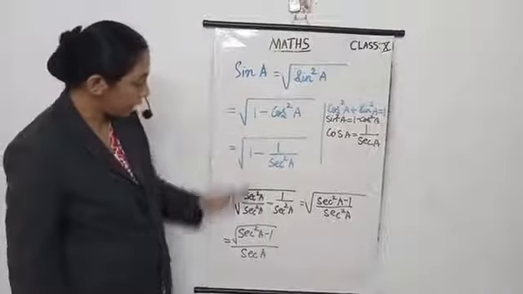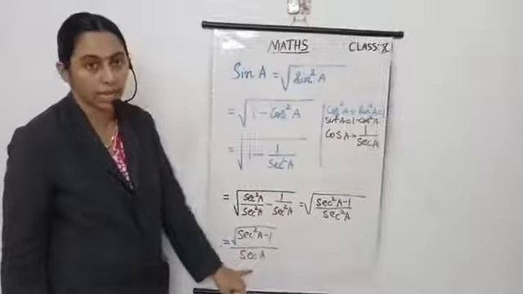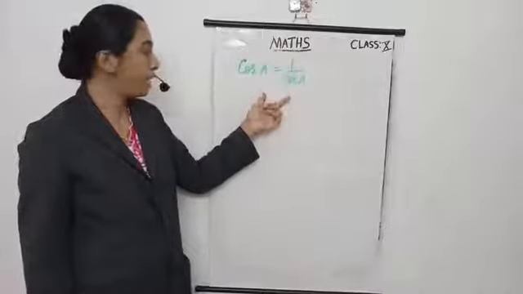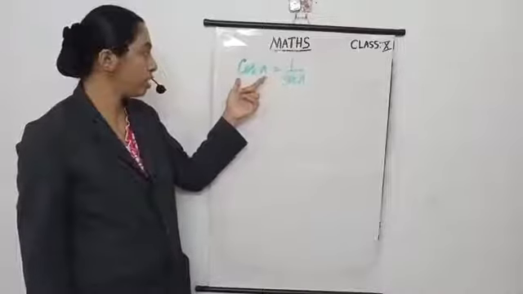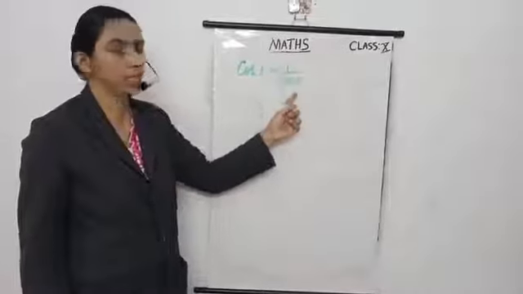So sin A equals root of sec square A minus 1 by sec A. Cos A equals 1 by sec A. We already learned this relation. So this is cos A in terms of sec A, which is 1 by sec A.